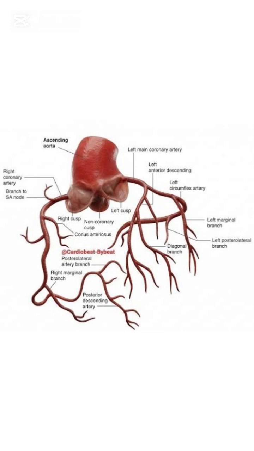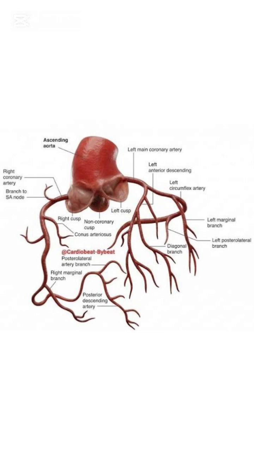It is often called the widowmaker because proximal occlusion of the left anterior descending artery can cause a large myocardial infarction. The left circumflex artery runs in the left atrioventricular groove and supplies the lateral and posterolateral wall of the left ventricle and the left atrium. It may give rise to the posterior descending artery in left dominant circulation.